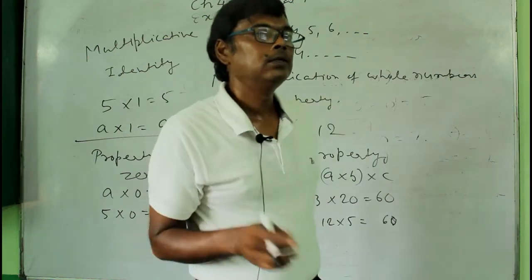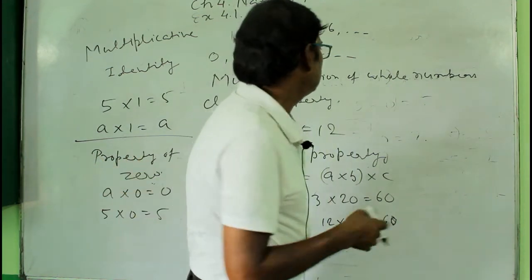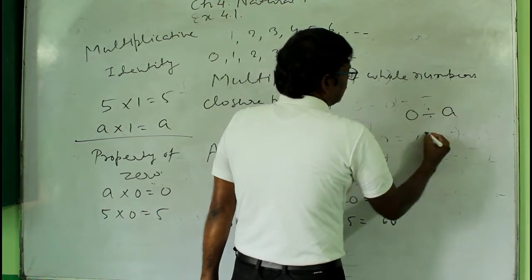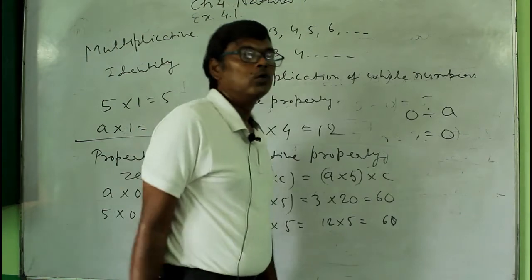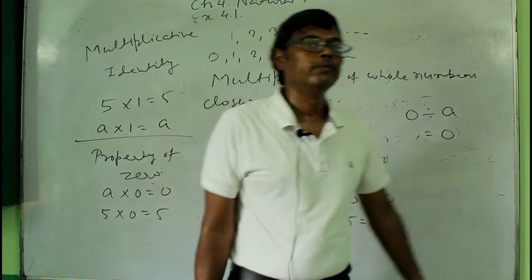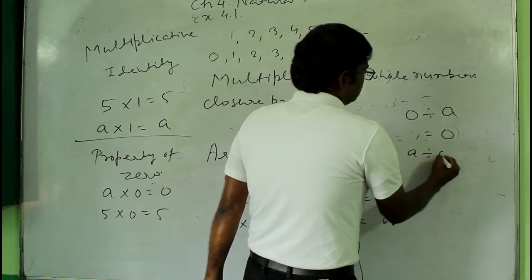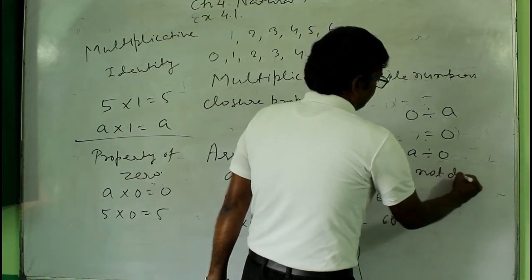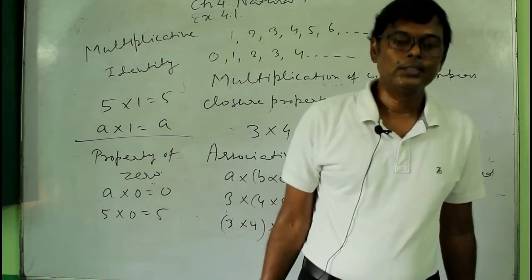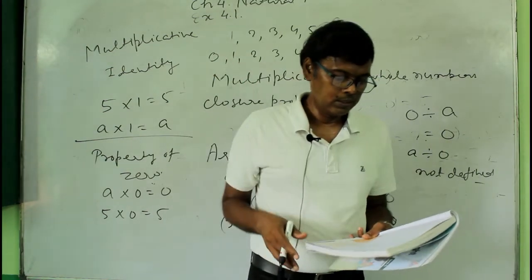And there is only one property which is valid here. That is, if you divide 0 by any non-zero number, then the answer will be 0. For example, 0 divided by a, where a is a non-zero whole number. And you know that if you divide any number by 0, it is not defined. That is, division by 0 is not defined. That is meaningless.